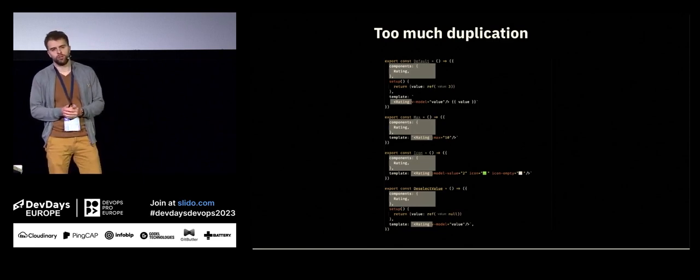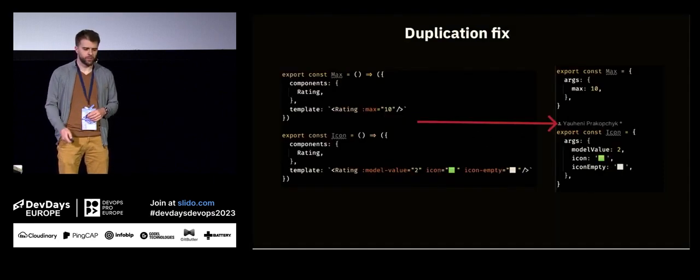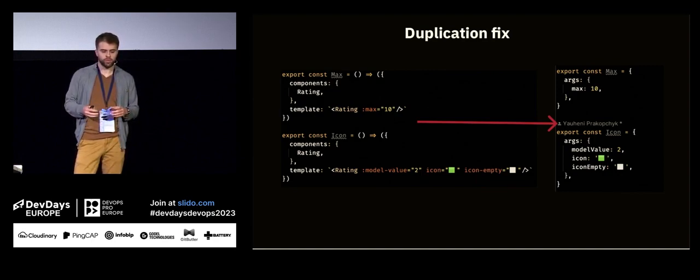But we have a couple of issues right now with our stories. There is too much duplication, too much code. Maybe we can do something about it. And indeed we can. We have the args concept in Storybook. So you can define your props in an object way, and then it's transferred to a component. So it's much less code.